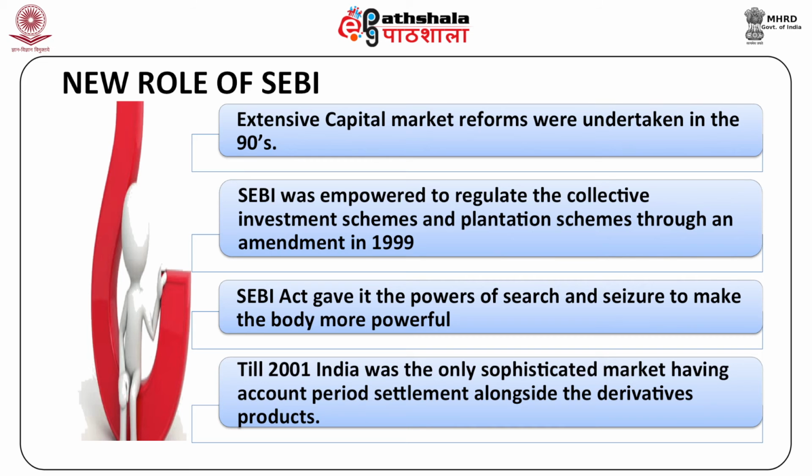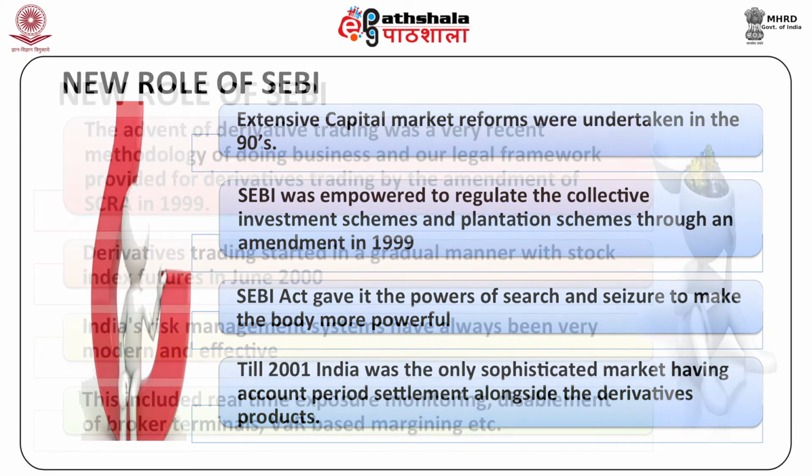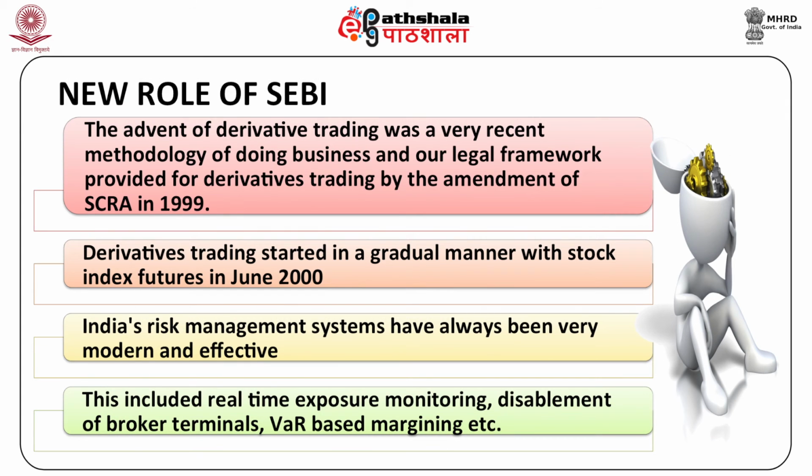Till 2001, India was the only sophisticated market having account period settlement alongside the derivatives products. From the middle of 2001, uniform rolling settlement and same settlement cycles were prescribed, creating a true spot market. The advent of derivative trading was a very recent methodology of doing business, and our legal framework provided for derivatives trading by the amendment of SCRA in 1999.